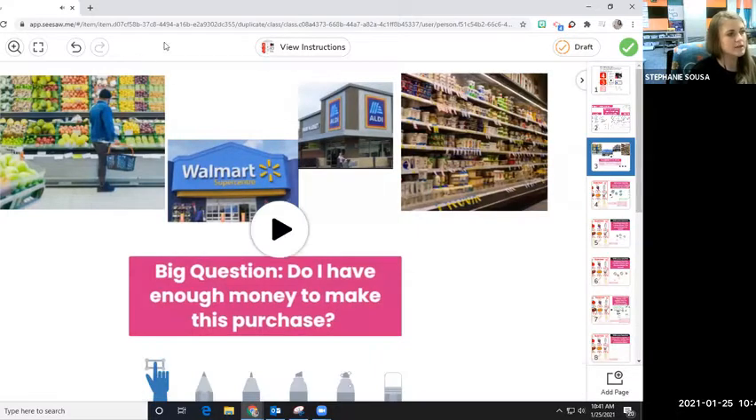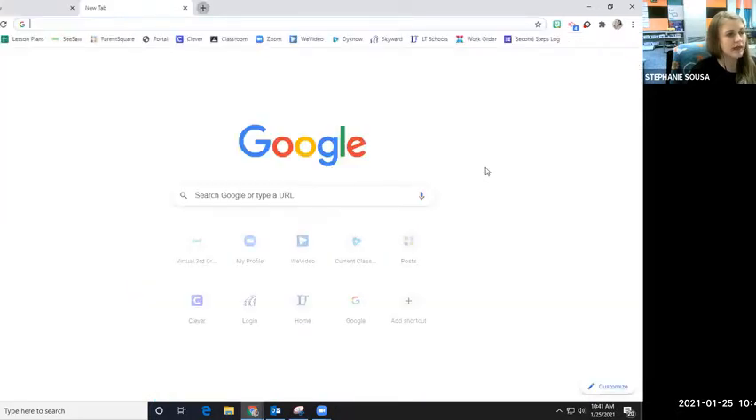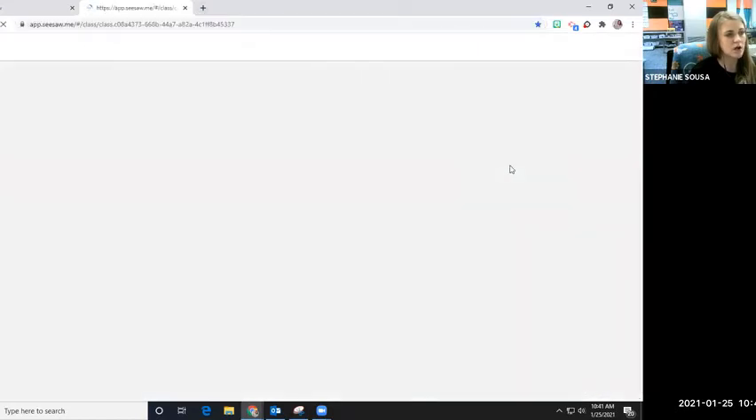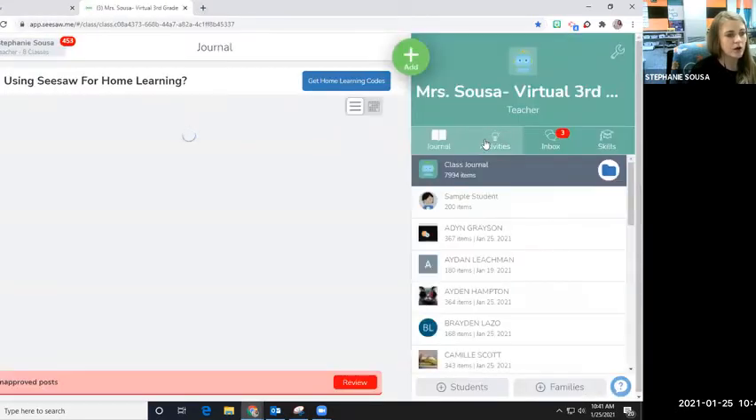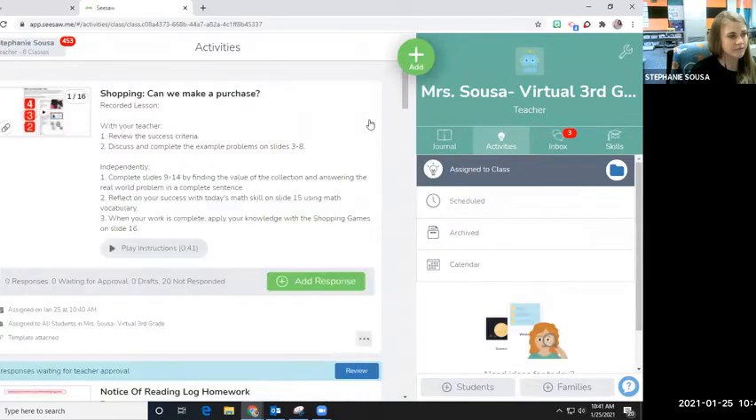All right, to practice, we're going to work on a few of these together. Please go to Seesaw. Click on your activities, and there is a new activity there for you. If it's not there, click on that activity light bulb to refresh so that it shows up.